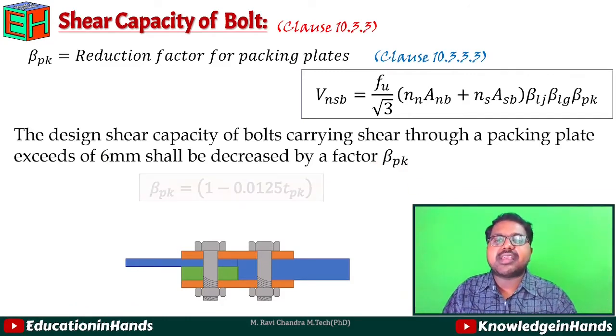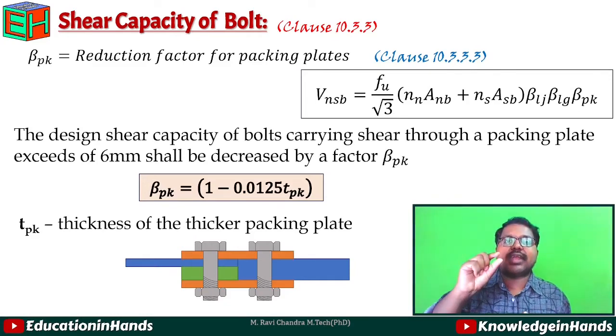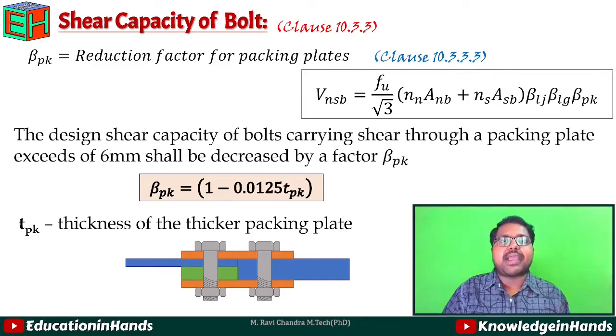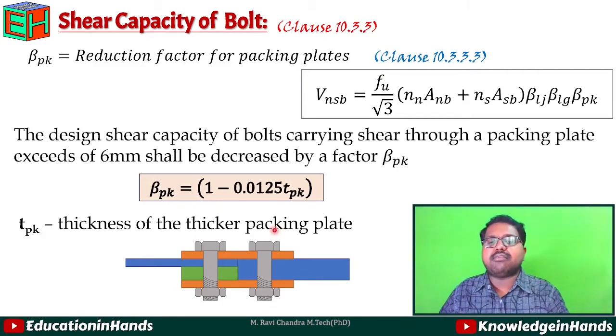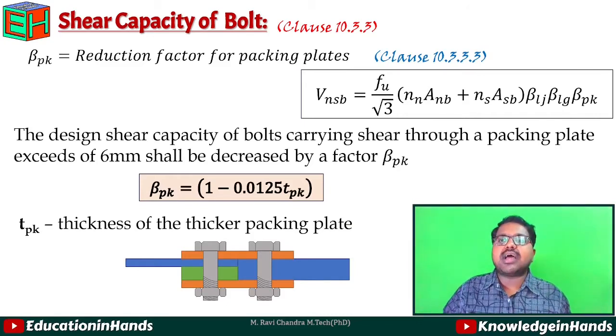So what is this beta PK? It will be equal to 1 minus 0.0125 TPK, where TPK is the thickness of the thicker packing plate. So if we are using two packing plates, we need to take the thickness of the thicker packing plate, and if we are using only one packing plate like this, we will use the thickness of this packing plate. This is about the reduction factor for packing plates.